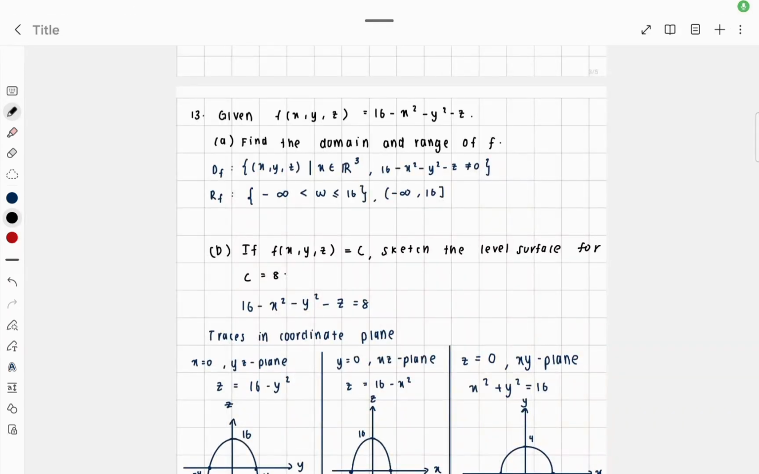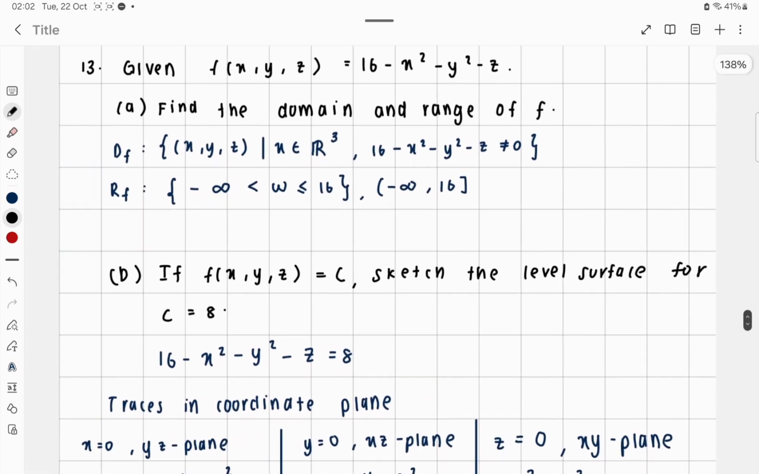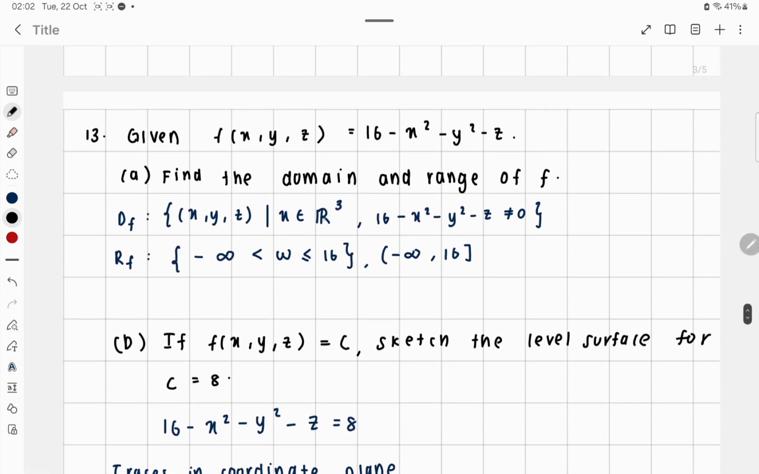Question 13, given that f(x, y, z) equals 16 minus x squared minus y squared minus z. 13a, find the domain and range of f. For the domain, we will get x, y, z an element of the real numbers cubed, and the constraint that 16 minus x squared minus y squared minus z is not equal to 0. For the range, w is in between negative infinity up until 16.